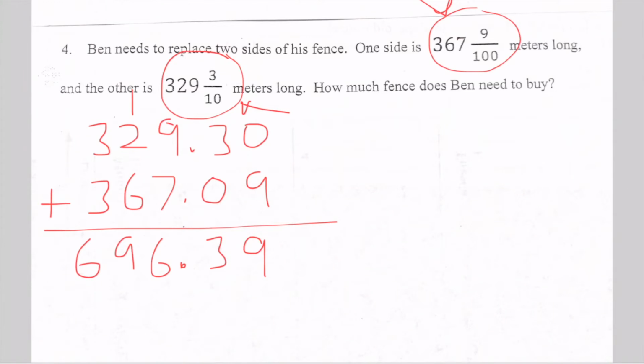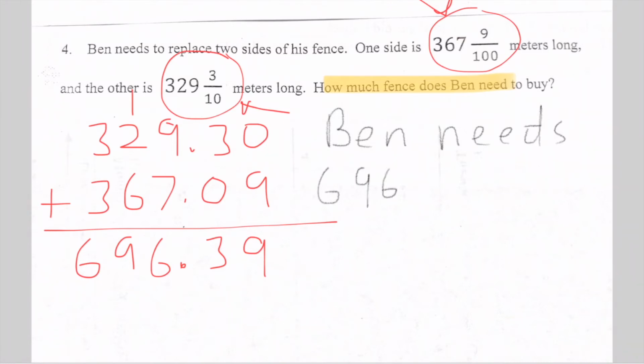and 6. Whenever you're doing a word problem, it's always good to go back and think about what the question asks you and to see if your answer is reasonable. The question is, how much fence does Ben need to buy? Well, the answer is going to be Ben needs to buy 696 39/100 meters.